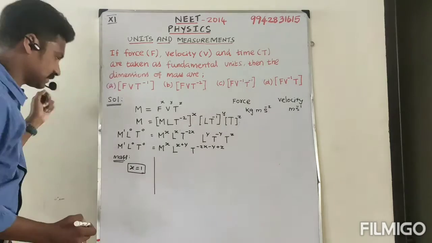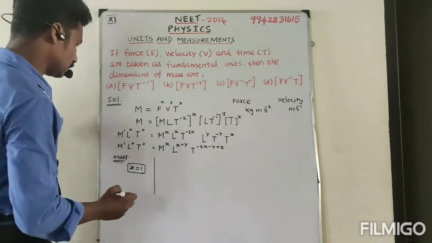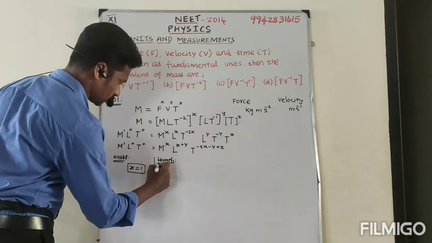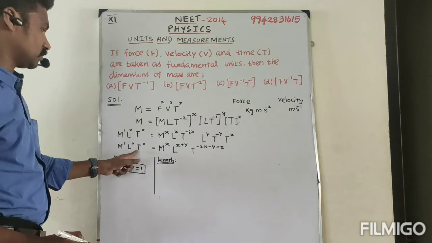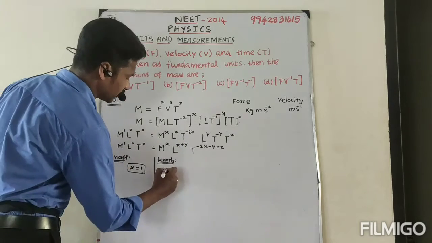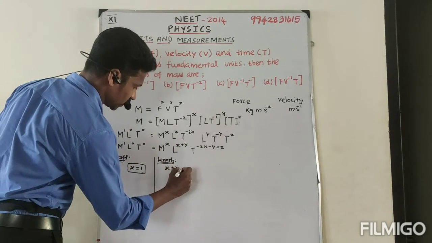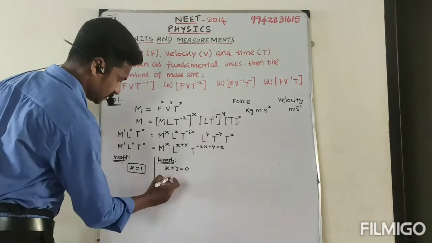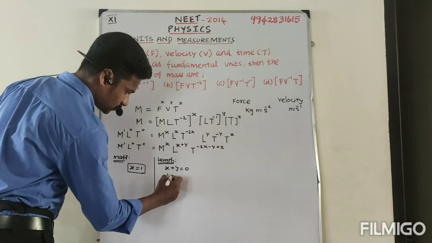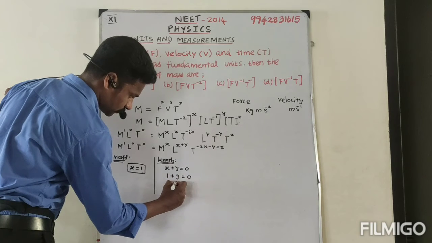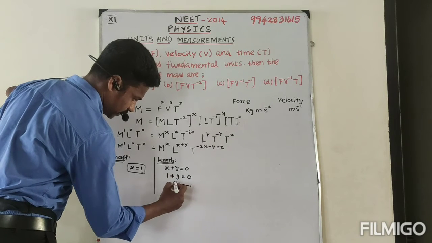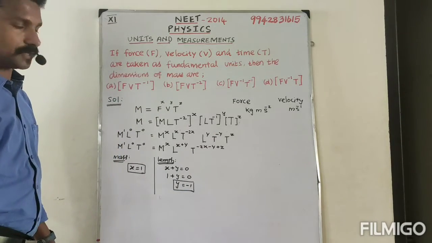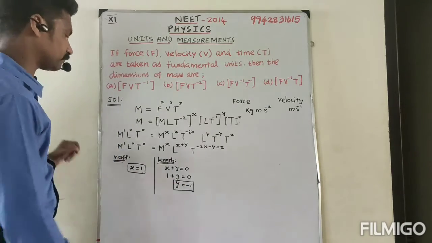Okay, the next one, length part. Here L power 0, here L power x plus y. So we can write x plus y is equal to 0. But already you know x value is 1. So we should apply it here. Instead of x there is 1. So 1 plus y is equal to 0. Therefore y is equal to minus 1. So that is the length value, y is equal to minus 1.